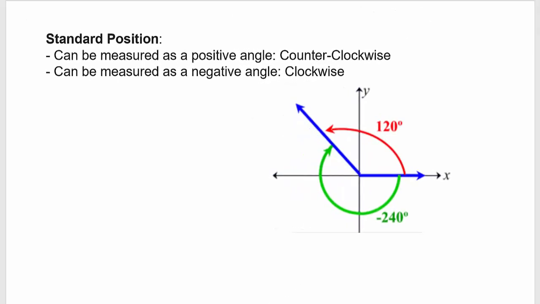If we look at this diagram below, we have an XY plane, and then we have an angle in standard position. This is our initial side, and this ray over here is our terminal side.